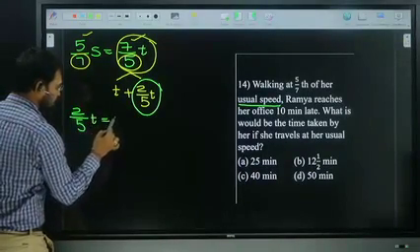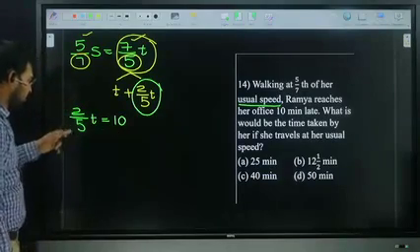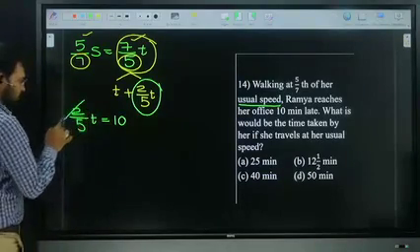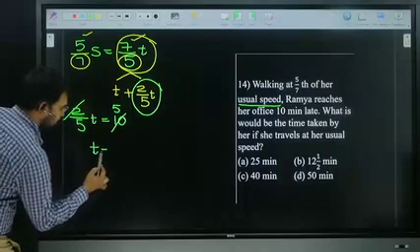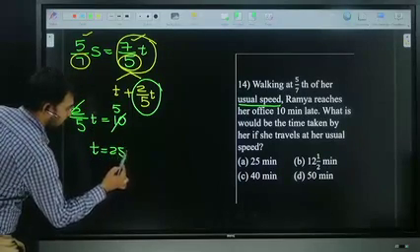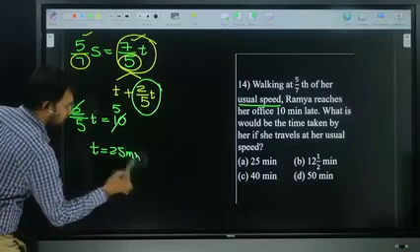The late time is 10 minutes. Therefore, 2 by 5 of t is nothing but 10 minutes, and 2 1s are 2, 2 5s are 10. Therefore, original time is equal to 25 minutes. Original time is equal to 25 minutes.